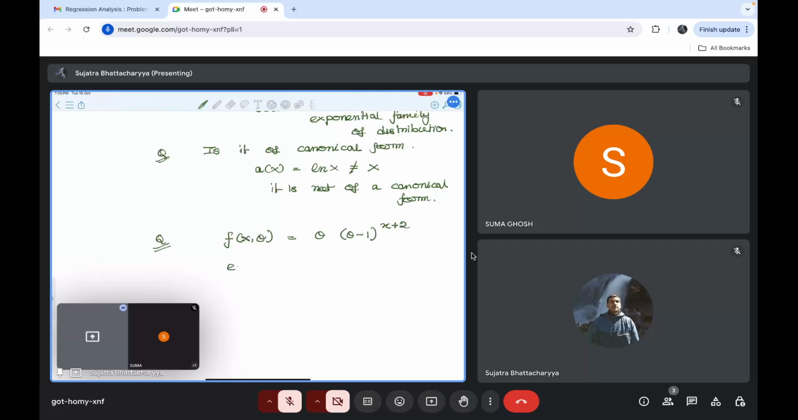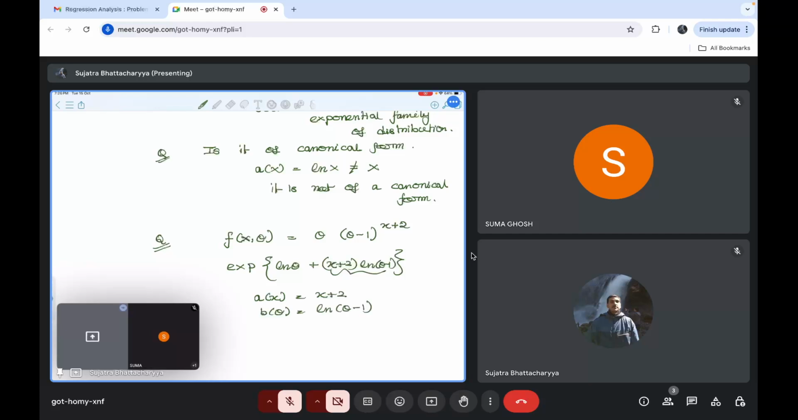So step by step, can we write this in the exponential bracket? Well, let's see. Take the log, that is the best possible thing. So this is log theta plus (x plus 2) into log of (theta minus 1). So what you can see is that a of x, the product term, is x plus 2, and b of theta is log of (theta minus 1).